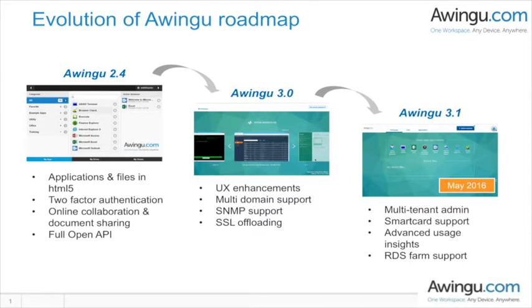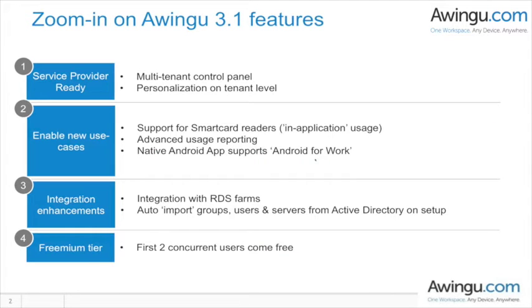Now we're launching Awingu 3.1, and we're surfing further on this vibe. Obviously, the user experience is kept consistent with what we've done in 3.0, but the novelties here are really focused on getting fully service provider ready by adding multi-tenant admin, but next to those things as well, adding specific types of use cases like smart card support. And I'll jump into the details right now.